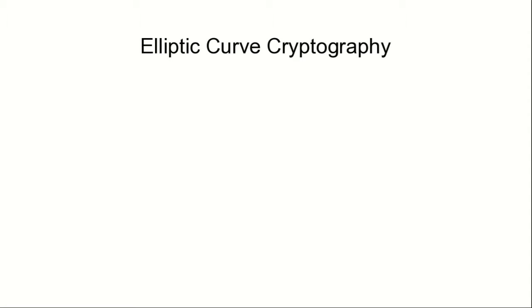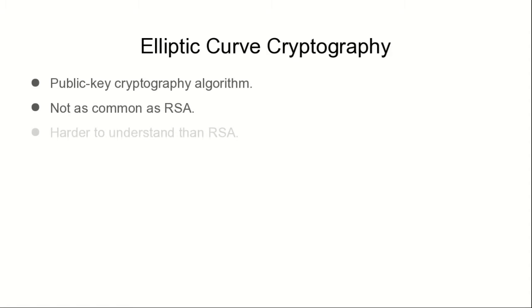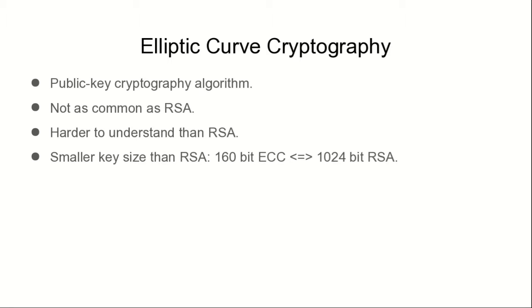Back to elliptic curve cryptography. It's a public key cryptography algorithm. It's harder to understand than RSA and harder to implement than RSA, so it is not as common as RSA. But elliptic curve cryptography has its own advantages. The most important one is smaller key size. A 160-bit key size of ECC is considered to be as secure as a 1024-bit key size of RSA.